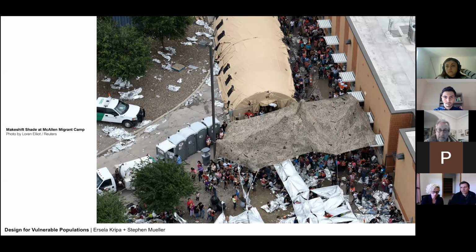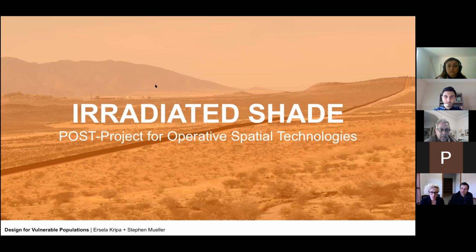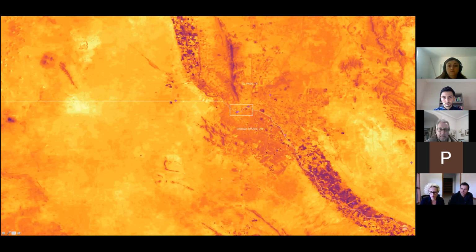Yeah, we'll end with the complementary efforts that we're developing in the Research Center, which is called POST, the Project for Operative Spatial Technologies, and the project is called Irradiated Shade. In the center, we've been developing shade surplus, shade deficit, and irradiated shade maps of public spaces here in El Paso, Ciudad Juarez, using remote sensing and computational analysis to identify sites that are at particular risk of ultraviolet exposure. We're developing computational workflows and representational strategies to assess shade and the irradiated qualities of shade.